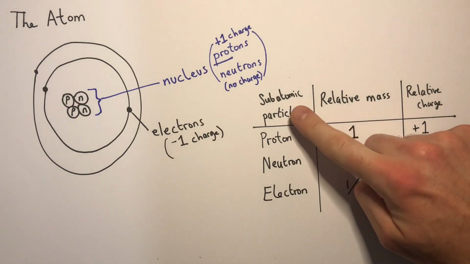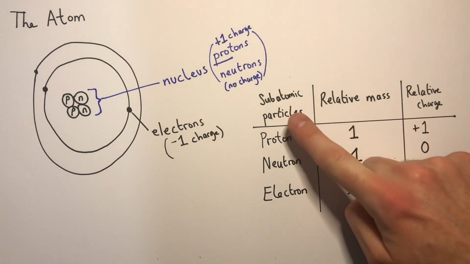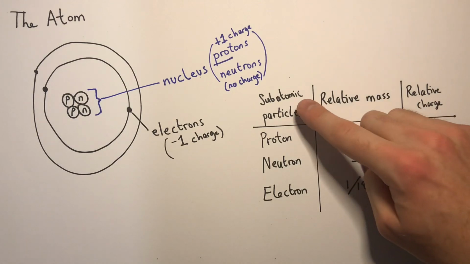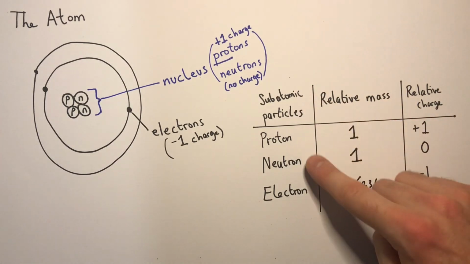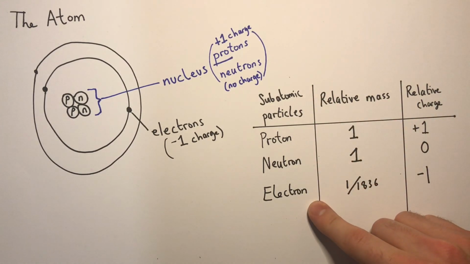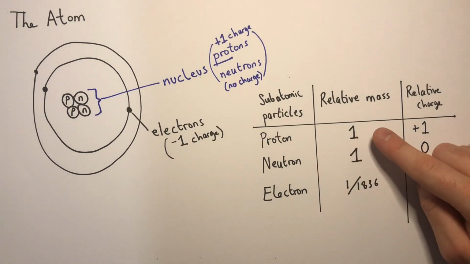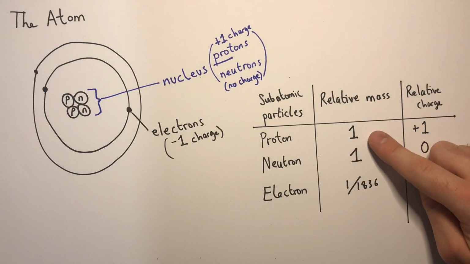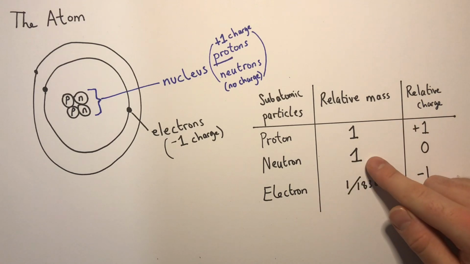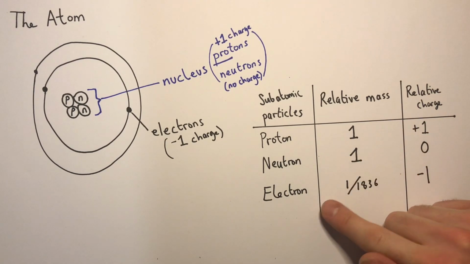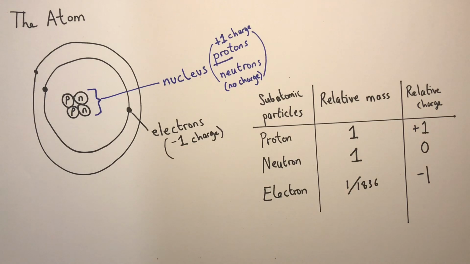So the subatomic particles, sub as in within, within the atom, the particles within the atom are the proton, the neutron, and the electron. In terms of their relative mass, the proton has a relative mass of 1. The neutron has the same relative mass, so it's about the same mass, it's also 1. An electron is tiny in comparison, sometimes considered negligible.